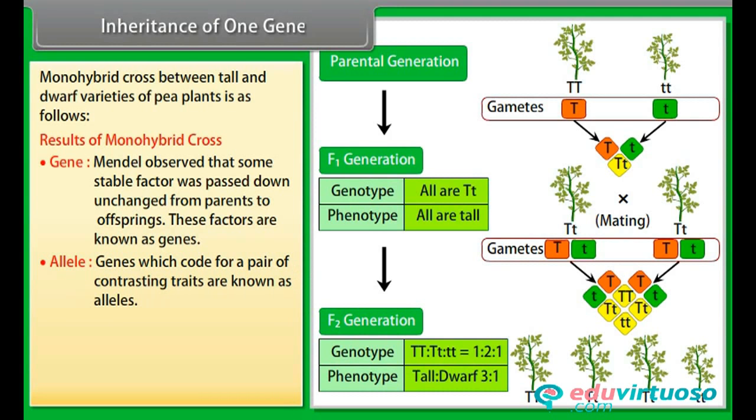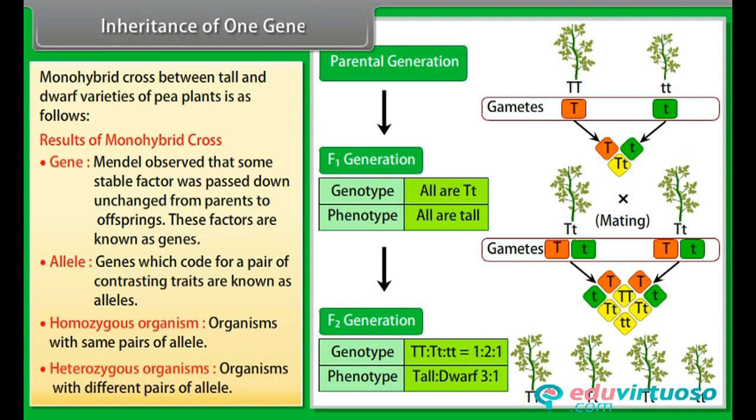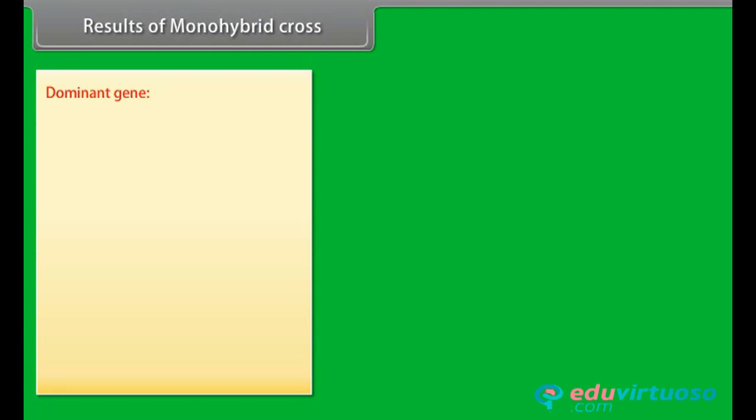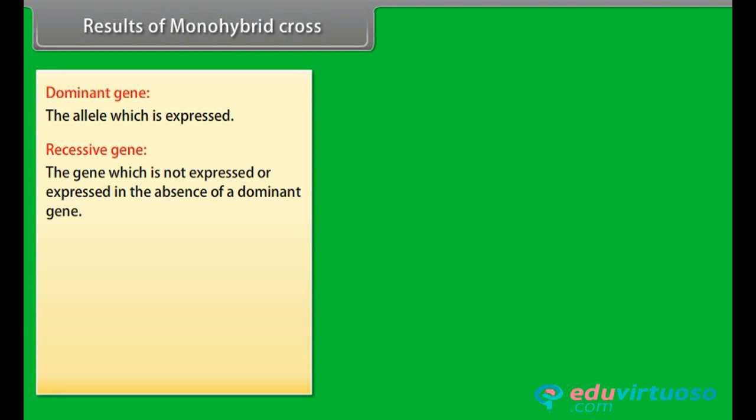Allele. Genes which code for a pair of contrasting traits are known as alleles. Homozygous organism. Organisms with same pairs of allele. Heterozygous organisms. Organisms with different pairs of allele. Results of monohybrid cross. Dominant gene. The allele which is expressed. Recessive gene. The gene which is not expressed or expressed in the absence of a dominant gene.